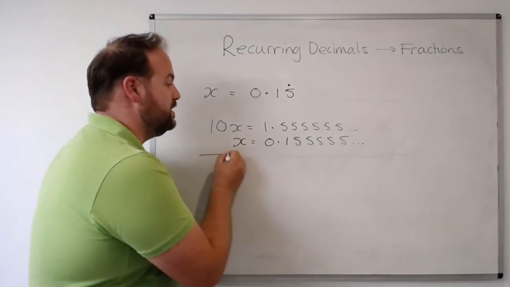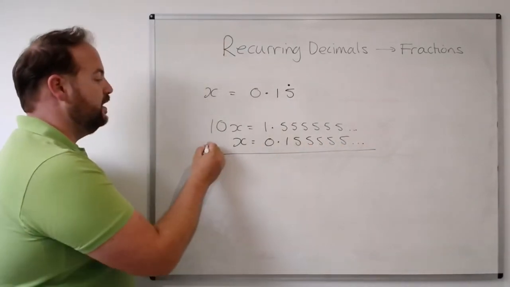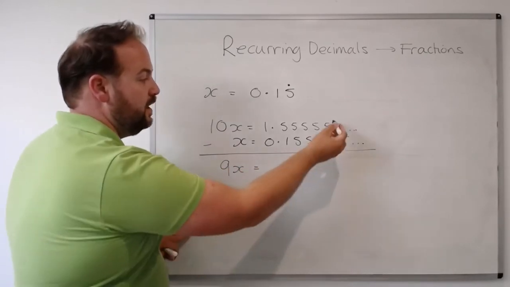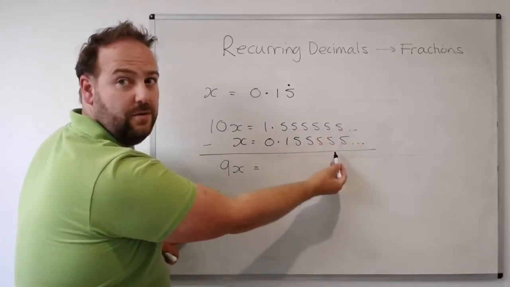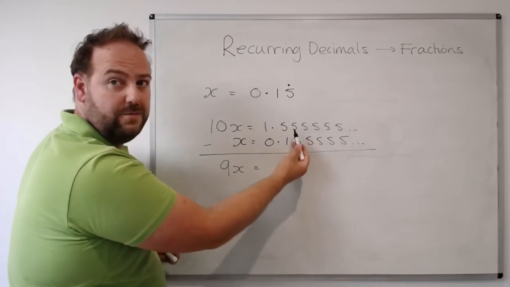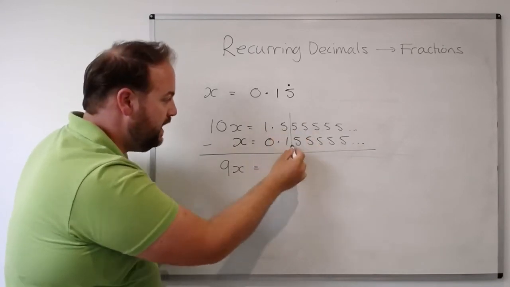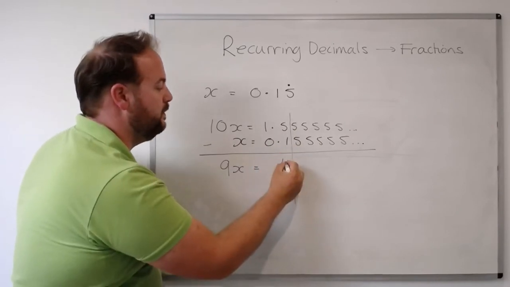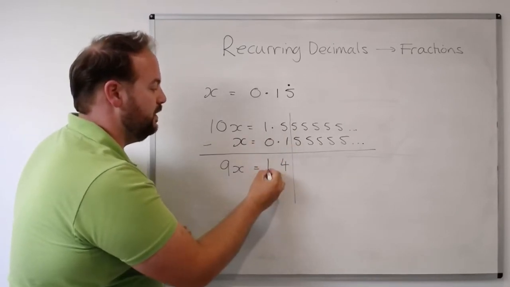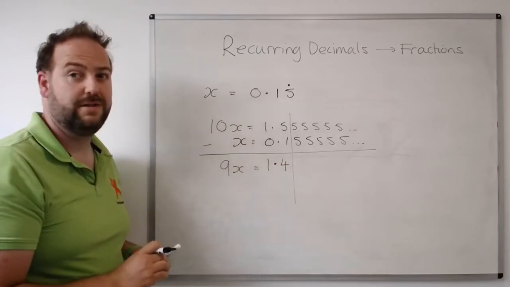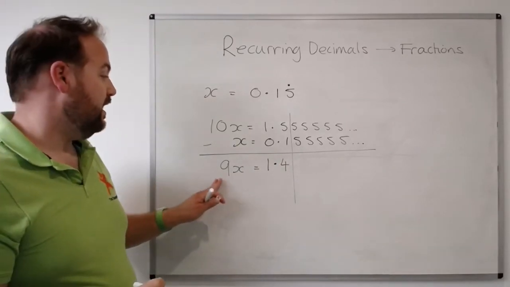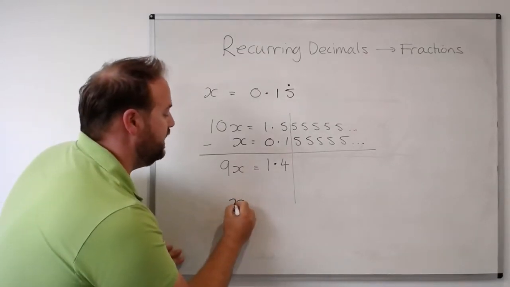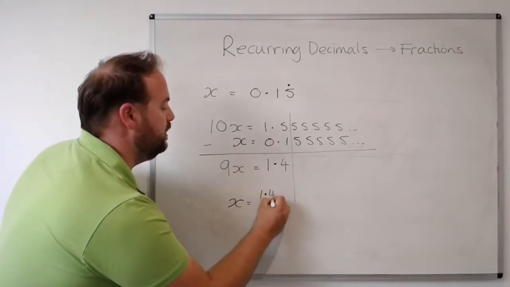When you do your subtraction, you have 9x here, and that equals, well, 5 take away 5 will disappear. All these 5s cancel out when you do subtraction. But here, your 5 take away 1 is 4, and 1 take away 0 is 1. Decimal point must be lined up when you subtract. So 9x equals 1.4. That means x equals 1.4 divided by 9.